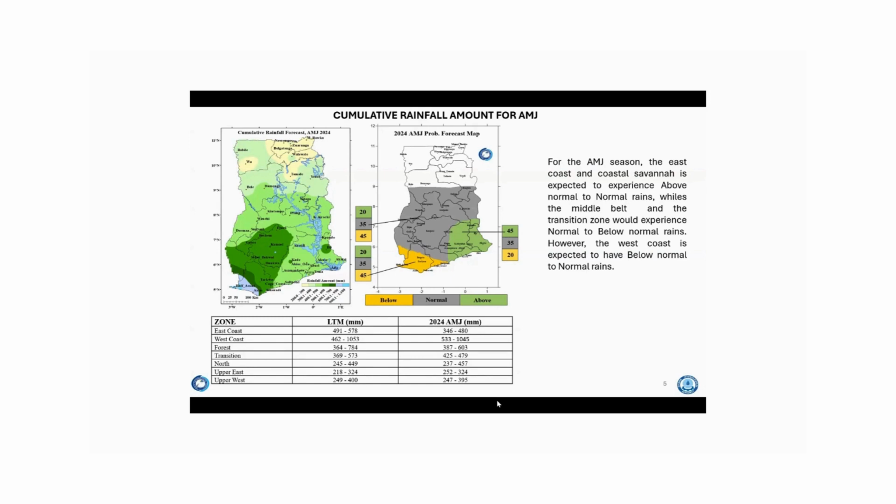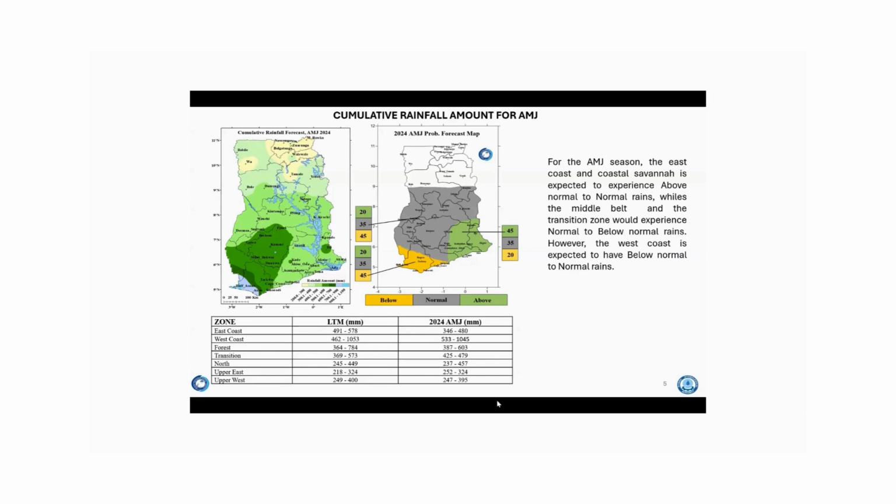So within March, April, May, we are still expecting that the East Coast and in between somewhere into the forest zone, we are still expecting an above average rainfall. But the West Coast is showing that within that period, it will have a normal to below normal rainfall amounts. The rest of the south of the country, we expect normal rains. That's the green, the gray. But the gold one, we're expecting below normal rains.